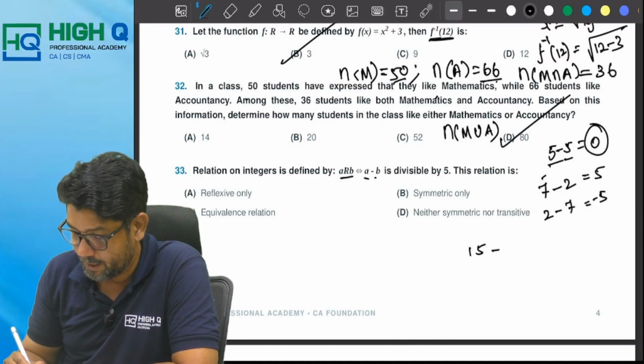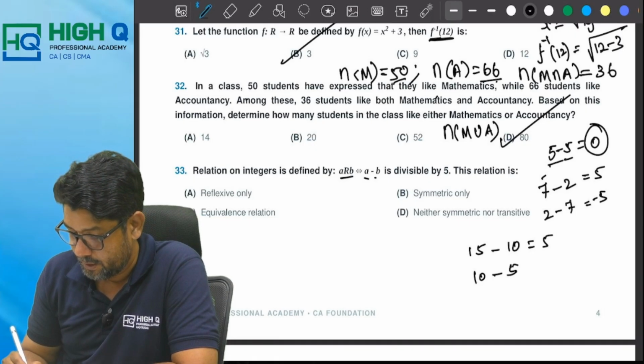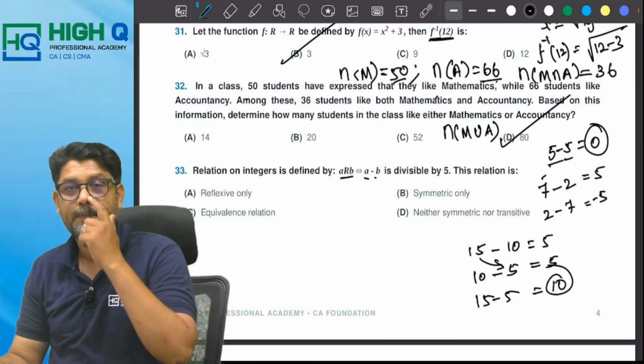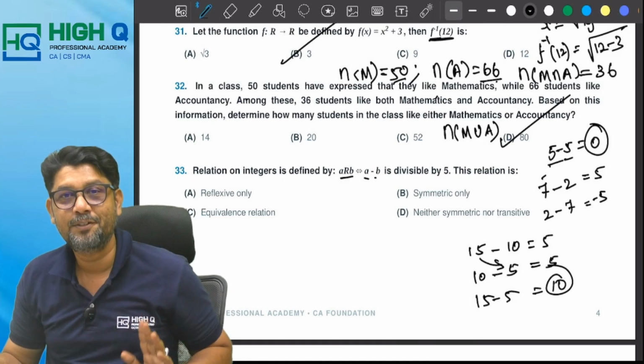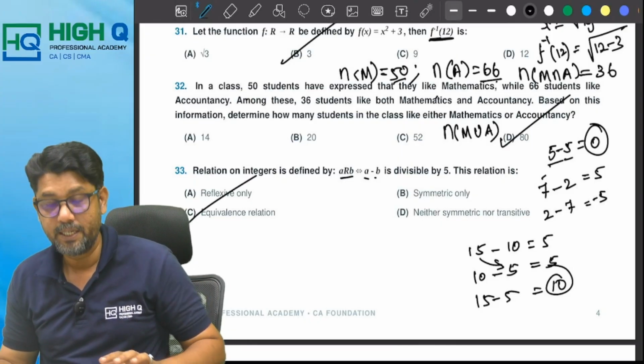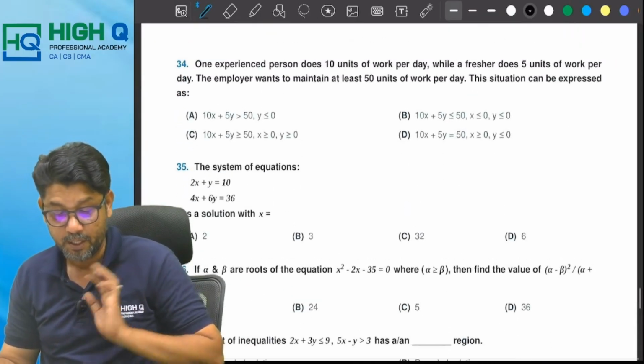Let me take 15 minus 10 is equal to 5. 10 minus 5 is equal to 5. All are divisible by 5. Now, what is 15 minus 5? 10. Still it is divisible by 5. Therefore, this is also transitive. So, we can say it is an equivalence relation.